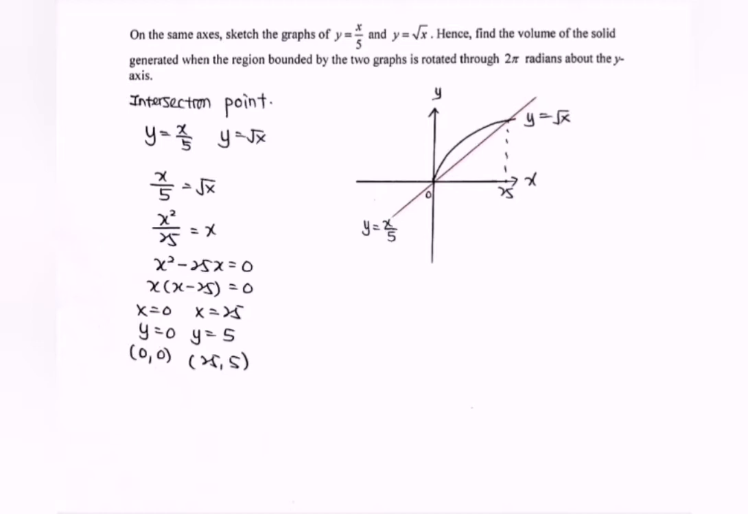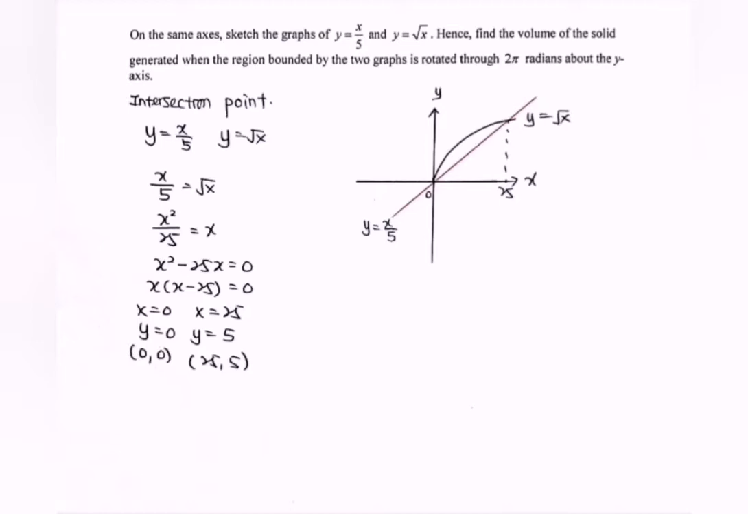So here we have two curves. One is a linear curve, another one is a surd or square root. Hence, find the volume of the solid generated when the region bounded by the two graphs is rotated through 2 pi radian about the y-axis.